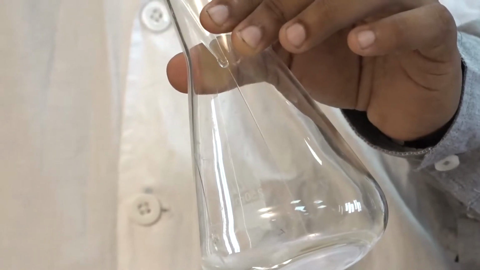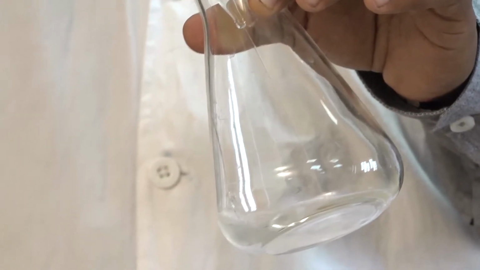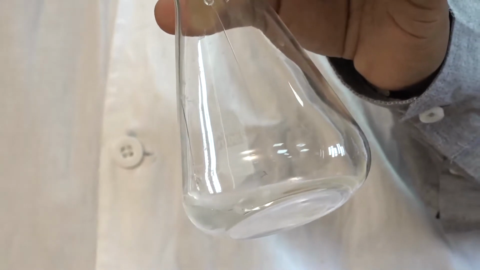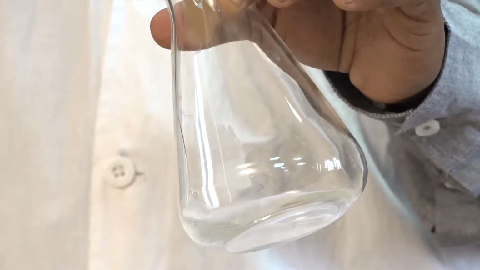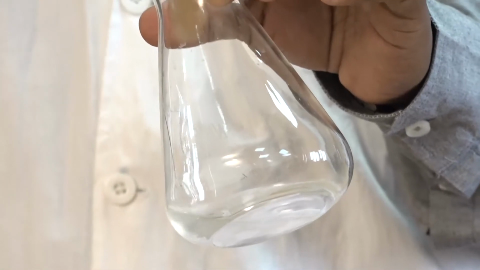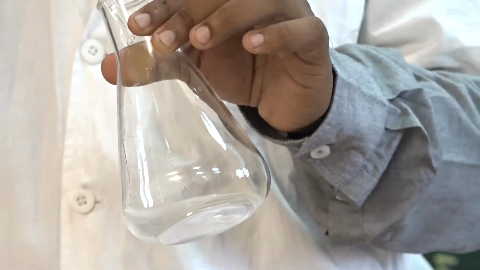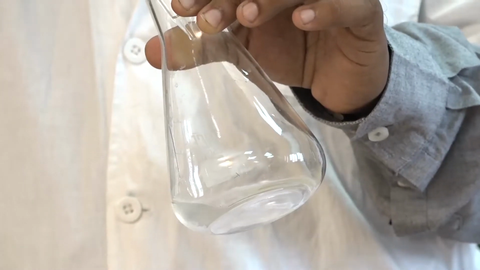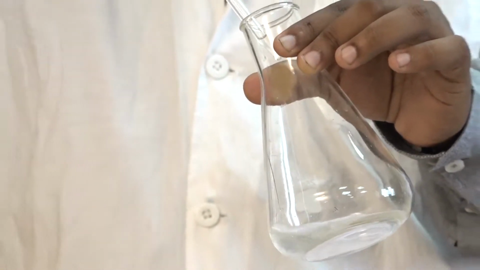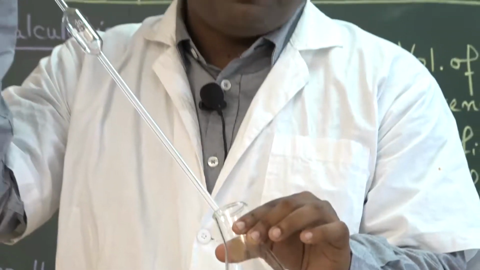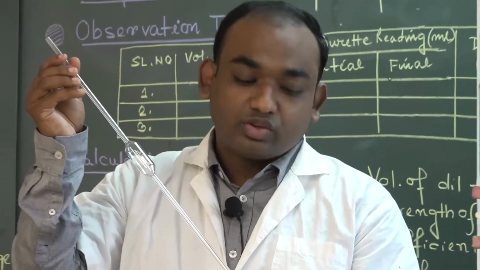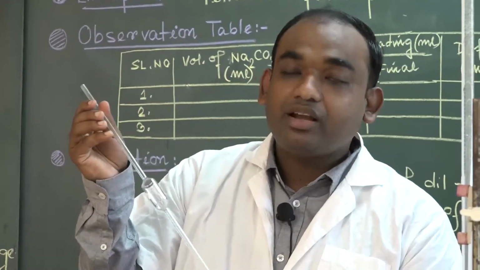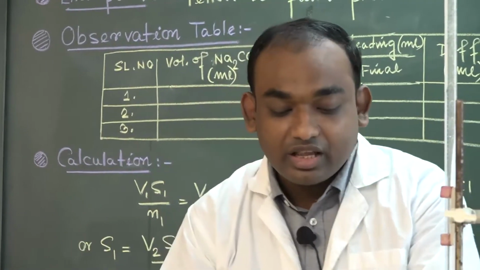So we have already filled the burette with dilute hydrochloric acid, and we are pipetting out 20 ml of this sodium carbonate solution and transferring it into a conical flask. Students, now we have ensured that not a single drop is remaining in this pipette. So now we are keeping this pipette aside. So that is our third step.